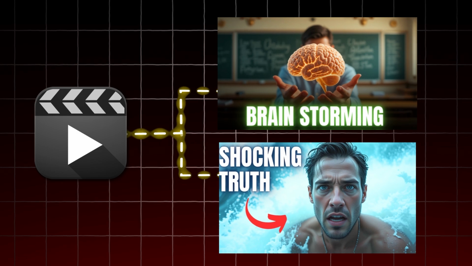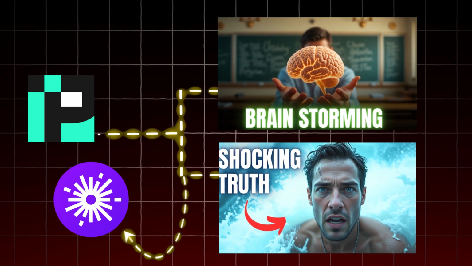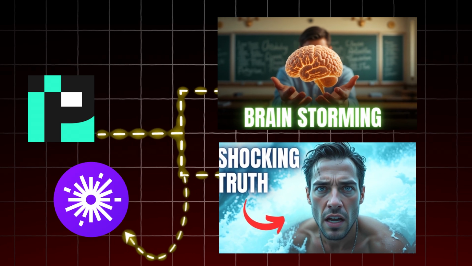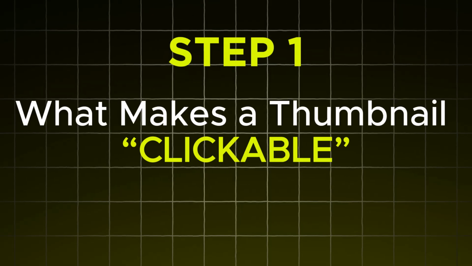In this video, you'll learn how to create professional-looking YouTube thumbnails using powerful AI tools like Pikzels and Piclumen, and yes, you'll also see how to enhance them with text using Canva. Let's begin. Step 1. What makes a thumbnail clickable?